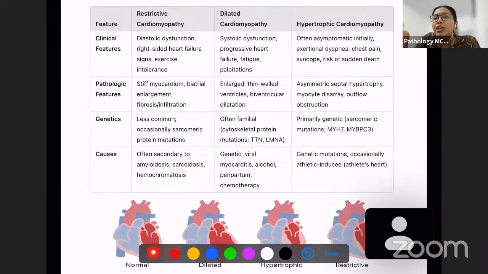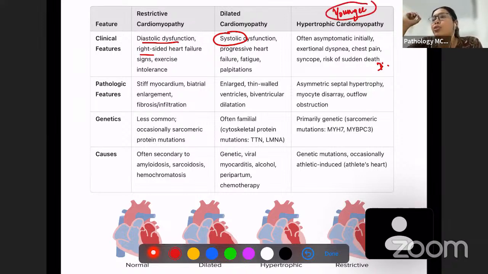So restrictive cardiomyopathy is diastolic, usually right-sided. Dilated is systolic dysfunction. Hypertrophic is also diastolic dysfunction. The age is very important in these conditions. Usually, hypertrophic cardiomyopathy occurs in a very young age group.